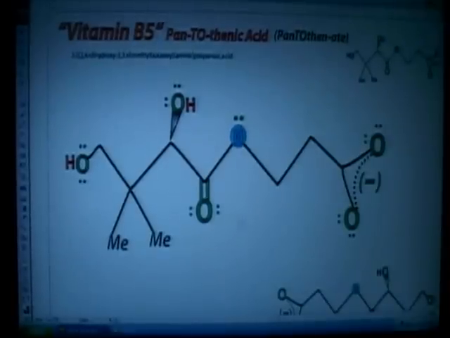We have vitamin B5, pantothenic acid. This is one I wouldn't even know if I was pronouncing it right, but if you could spell it. Vitamin B5. The chemical term for this?